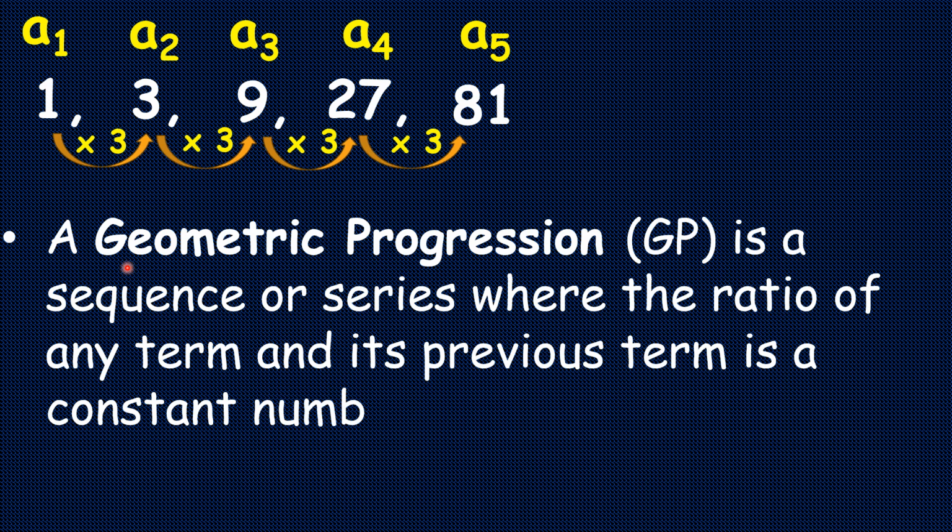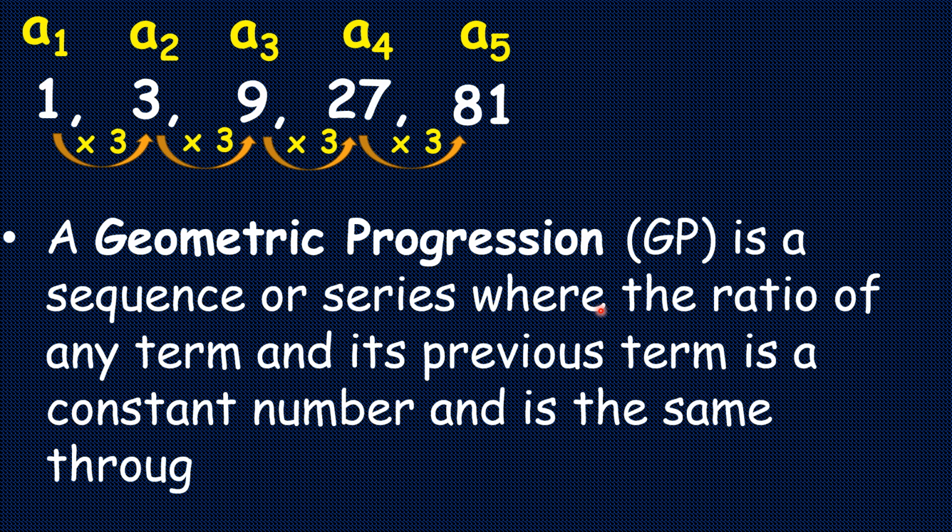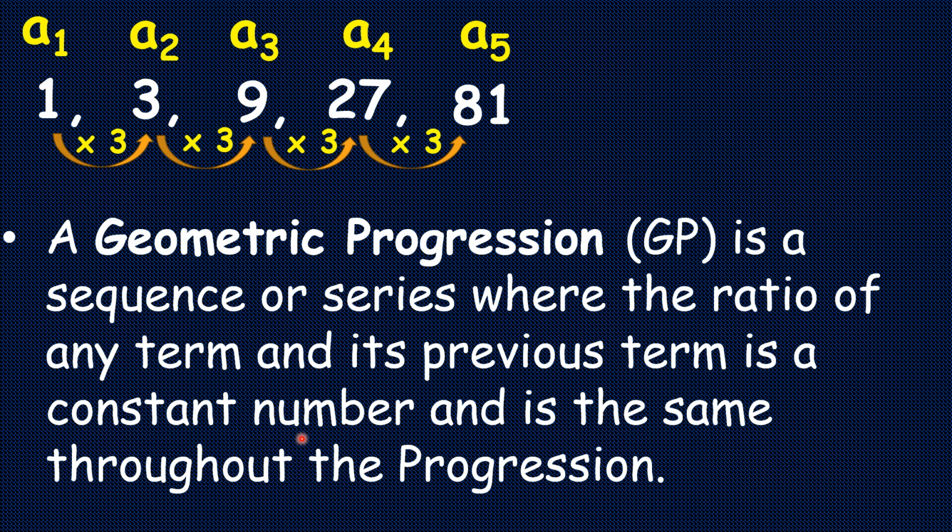So this is a geometric progression, a sequence or series where the ratio of any term and its previous term is a constant number and is the same throughout the progression. Now, there is a common number that is being multiplied to each of the terms. The first term being 1, you multiply by 3 to get the second term. The second term, 3, multiplied by 3 gives us the third term, which is 9. 9 times 3 gives us 27, the fourth term. 27 times 3 gives us 81, the fifth term.